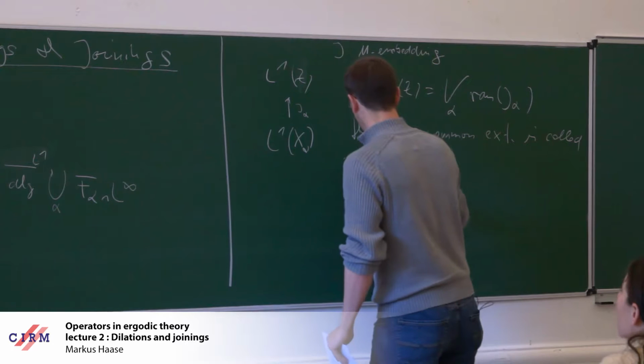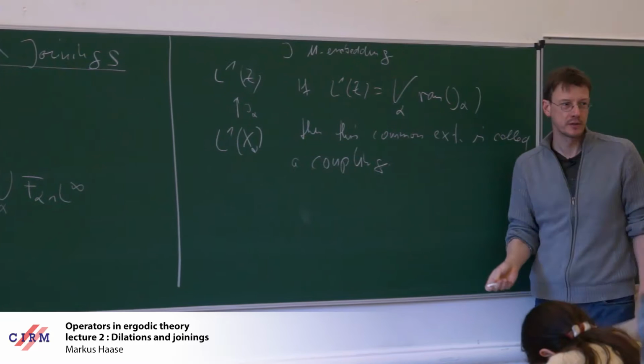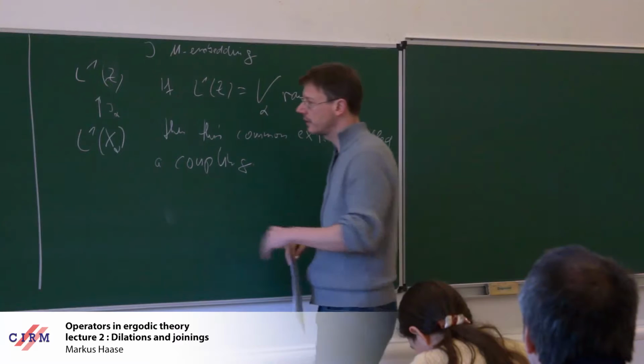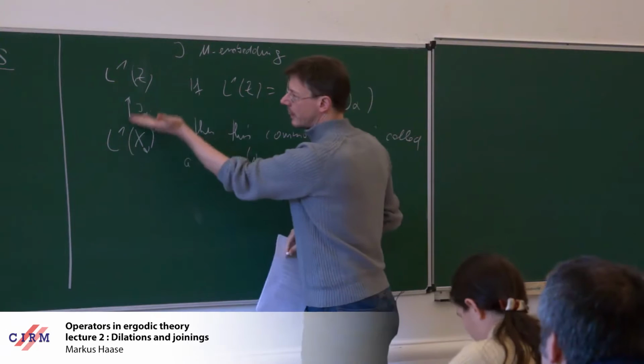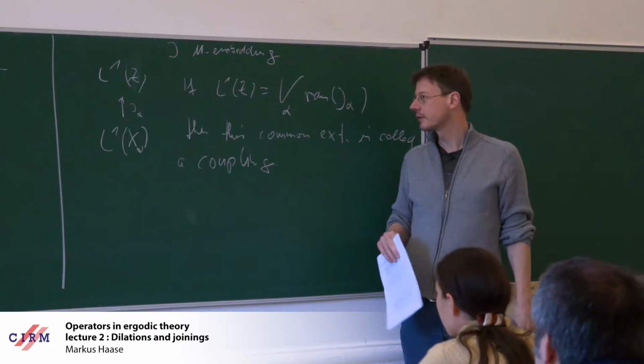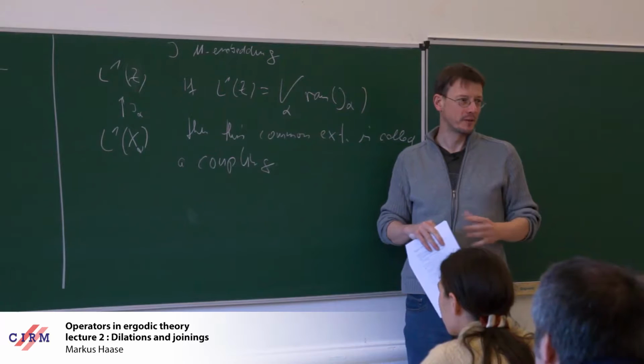So coupling is the word you use if there's no dynamics involved. It does, let's say, trivial dynamics, so to speak. If you have dynamics unspecified, then you usually speak of a joining. So a coupling becomes a joining if all these embeddings here are intertwining. So this is really a factor of the system, and then you call the coupling a joining. And I once said to Marius that a coupling is a special kind of joining, namely with the trivial dynamics. But somehow he didn't like this idea.